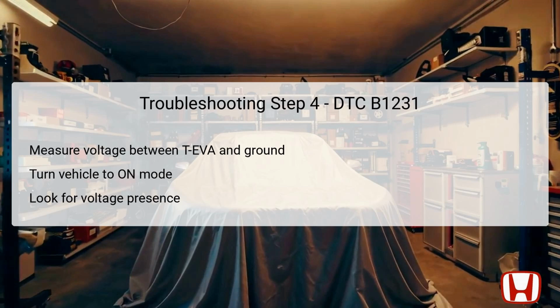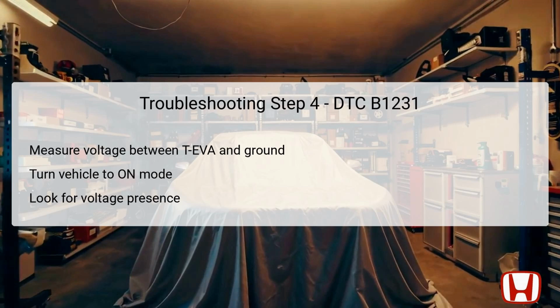First, switch the vehicle to the on mode to power the systems involved. Measure the voltage between test point 1 at climate control unit connector B number 8 and test point 2 at body ground. If voltage is detected during this check, it indicates a short to power within the TEVA line, which could cause erratic sensor behavior and affect AC performance.